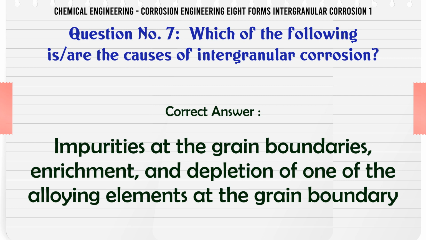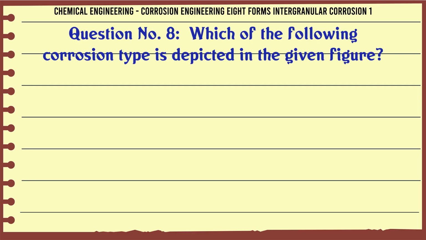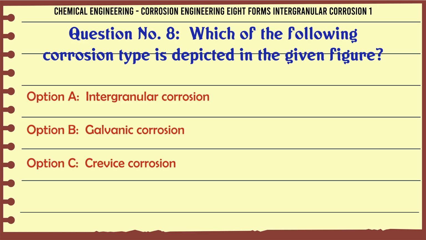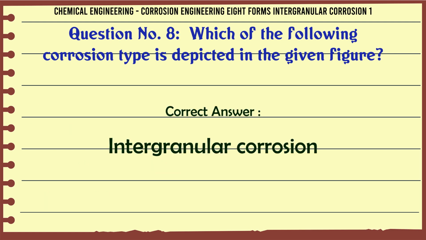D. Impurities at the grain boundaries, enrichment and depletion of one of the alloying elements at the grain boundary. Which of the following corrosion types is depicted in the given figure? A. Intergranular corrosion. B. Galvanic corrosion. C. Crevice corrosion. D. Pitting corrosion. The correct answer is intergranular corrosion.